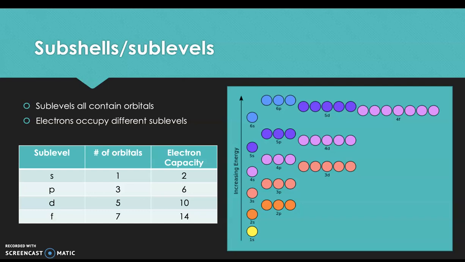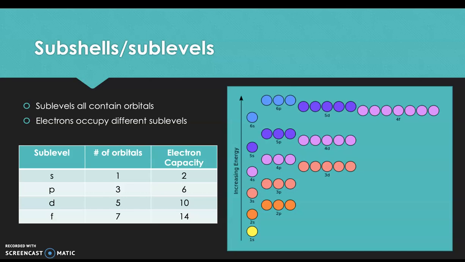Subshells and sublevels. Sublevels all contain orbitals. Electrons occupy different sublevels. Sublevel S has one orbital and an electron capacity of 2. Sublevel P has 3 orbitals and an electron capacity of 6. Sublevel D has 5 orbitals and an electron capacity of 10. Sublevel F has 7 orbitals and an electron capacity of 14.